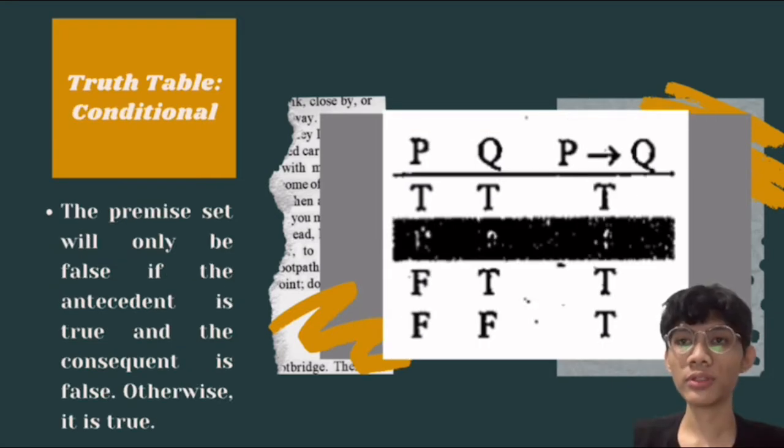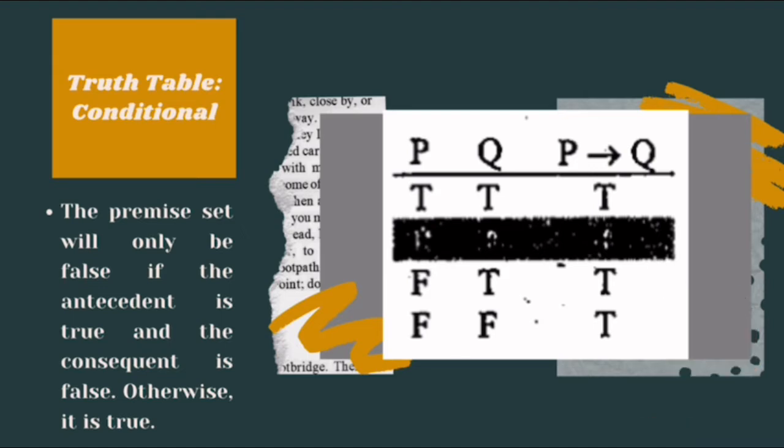The next truth table is the conditional. So the conditional is false only if the antecedent P is true and the consequent Q is false. In all other possible combinations of truth values of the antecedent and the consequent, the conditional is true. It does not matter if one or both of the antecedent and consequent are false, because you only need to follow the requirement of the conditional.